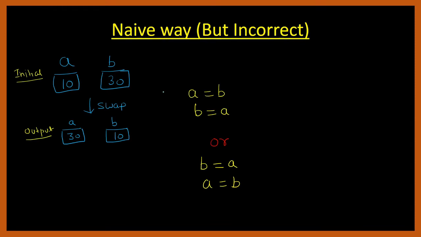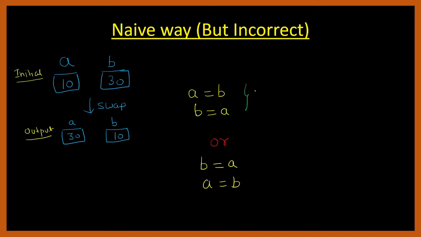Before proceeding, let's understand one of the incorrect approaches to swap the two values. So we have A equal to 10 and B equal to 30. And we want these values to be swapped. A should contain 30 and B should contain 10. Now one can write A equal to B and B equal to A, these two lines, and he can say that these lines will also work correctly. Let's see, will it work?